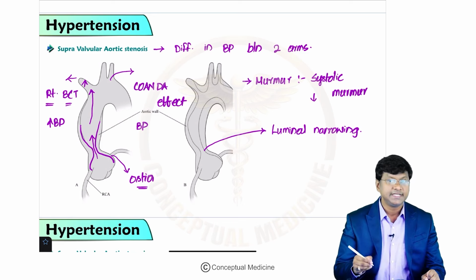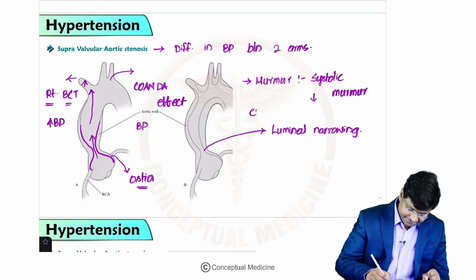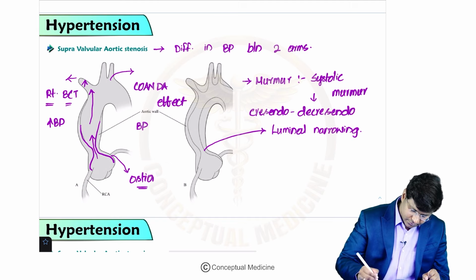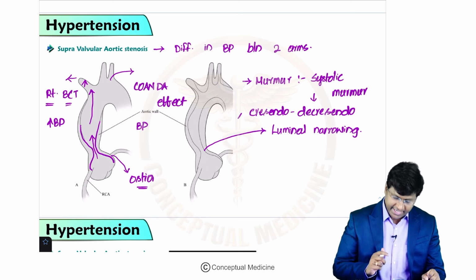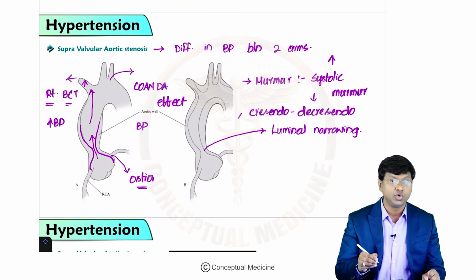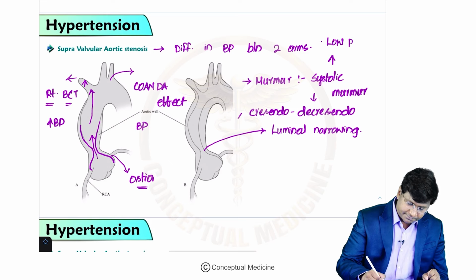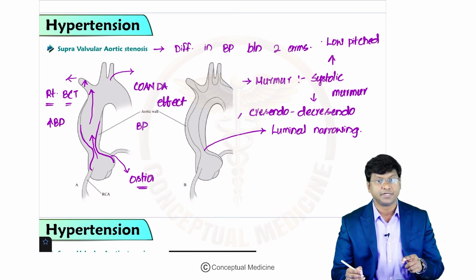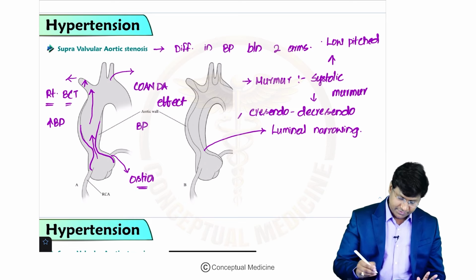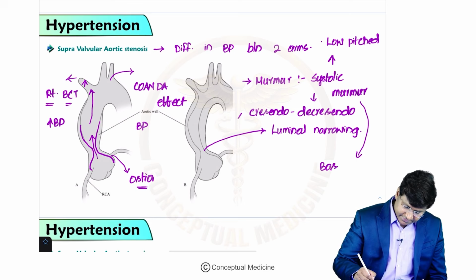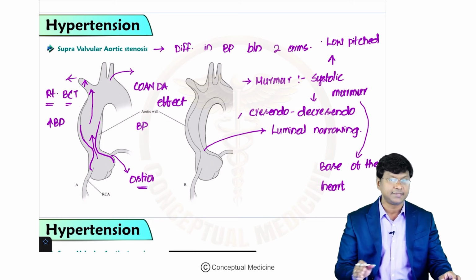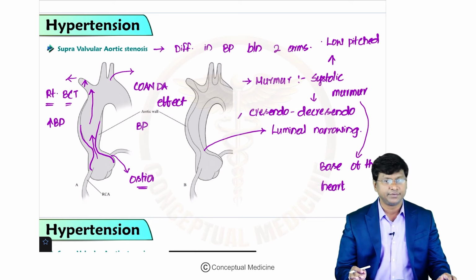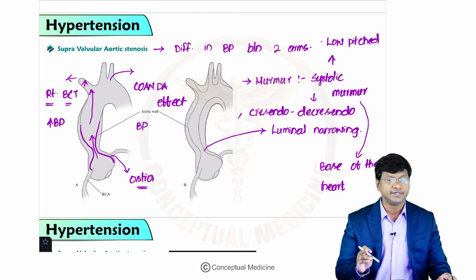And this particular systolic murmur is crescendo-decrescendo in shape. Let me tell you, it is a low pitched murmur. So where is this systolic murmur heard? It is best heard at the base of the heart. So that is about the supravalvular aortic stenosis murmur, that is an ejection systolic murmur, which is crescendo-decrescendo in shape, low pitched, and best heard at the base of the heart.